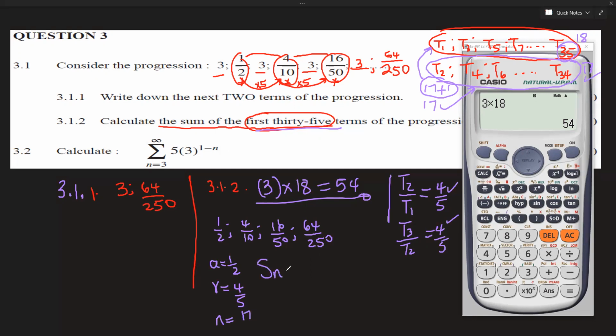Remember the sum formula for geometric: Sn equals A open bracket R to the power n minus 1 close bracket all over R minus 1. Then we substitute here. My first term is half.